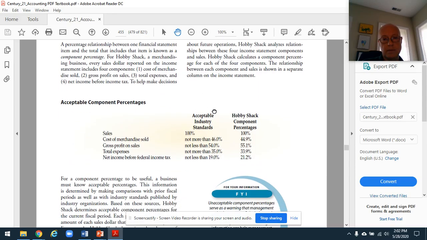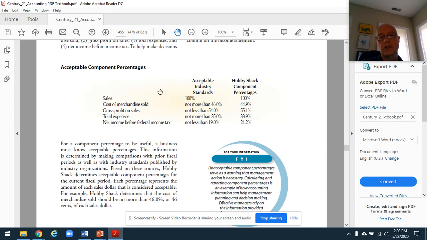Component percentages. Now, these are considered to be acceptable component percentages. This is what the industry as a whole is doing. So you as a manager of whatever type, owner, frontline manager, supervisor, you want to know how you are doing compared to everybody else in the industry. Okay, you want to know whether your component percentages are higher or lower. Now, by itself, it doesn't mean anything. Okay, if your cost of goods sold is lower, that's a good thing.